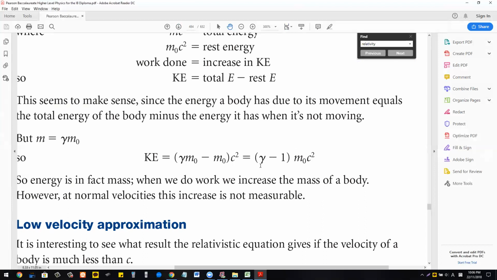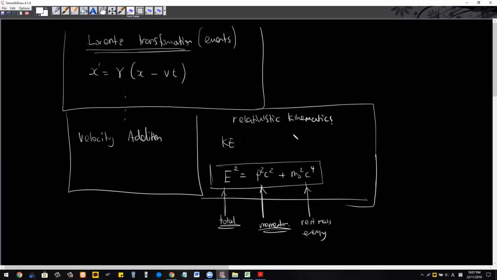So gamma is usually greater than 1, isn't it? Yes. If gamma is 1, that means it's not moving. Then it's 1 minus 1, so the kinetic energy is 0. If gamma is like 1.5, then the kinetic energy is 0.5 times m c squared. So it's whatever the leftover bit, that's the kinetic energy. I would say this equation is really important for your test tomorrow as well.